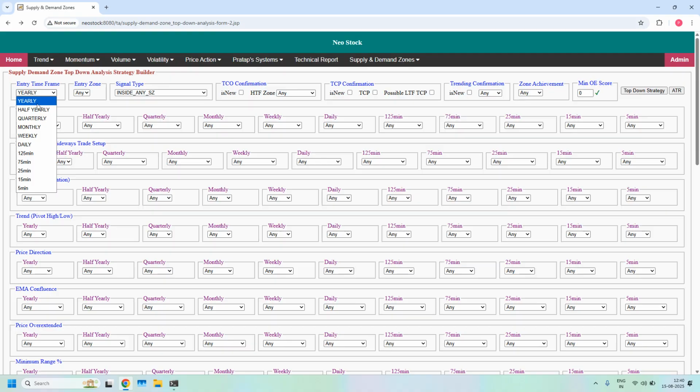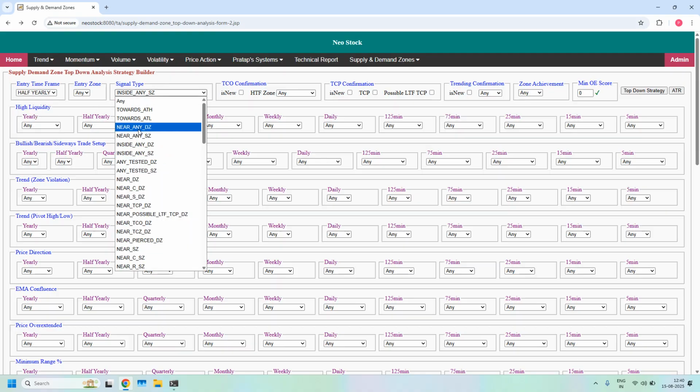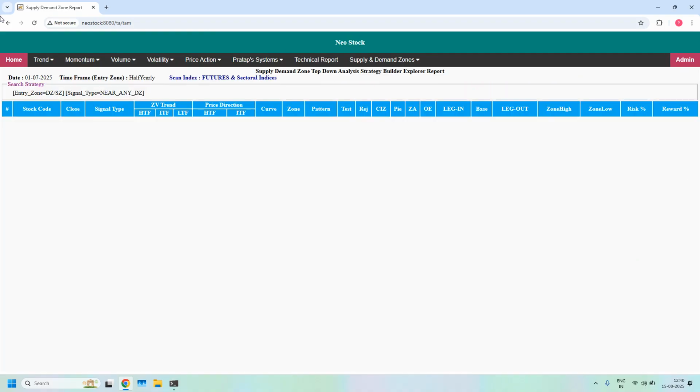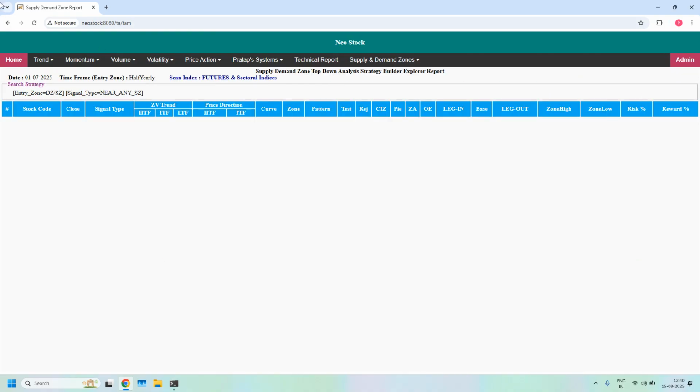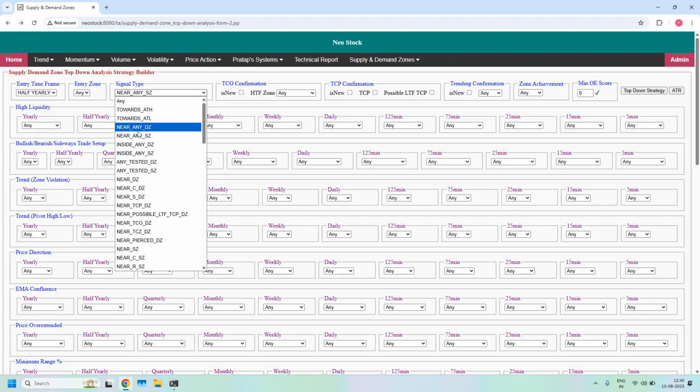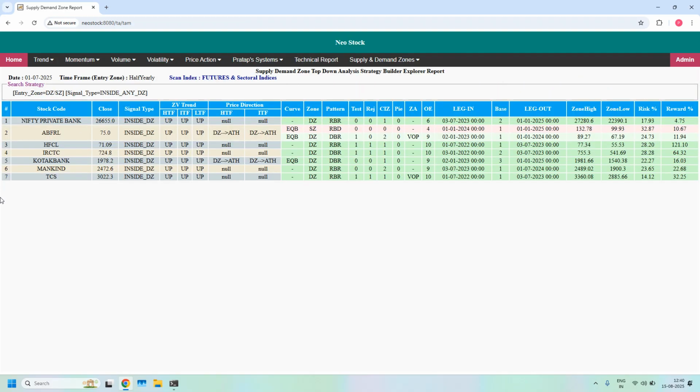Next time frame is half yearly. Stocks near the half yearly demand zone, no stocks. Stocks near half yearly supply zone, also no stocks. Price closed inside the half yearly demand zone, we got 7 stocks.